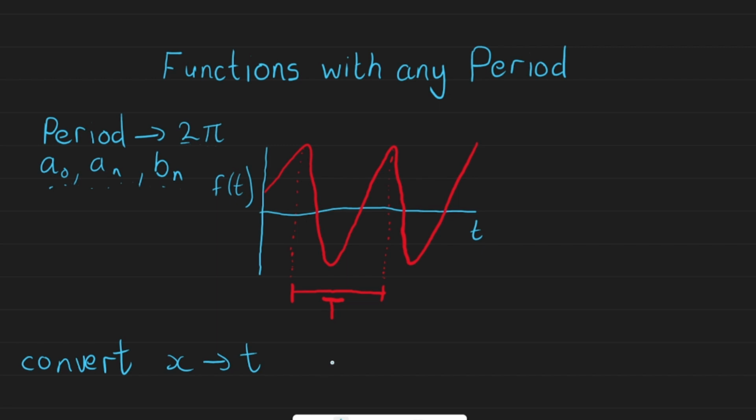Well, we're doing this because we know the period is 2 pi, and we now want to represent t in terms of this 2 pi. So we have to convert t to be in terms of 2 pi. So the way we do that is the first step is to change x to t, and we'll see just now where all of this is going.